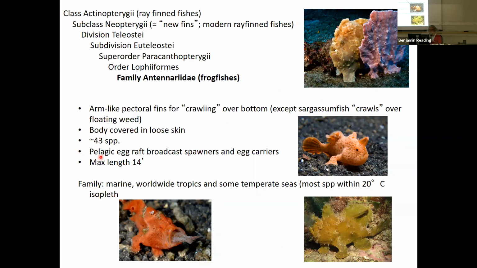Like the other group, they spawn pelagic floating rafts of eggs. So their eggs are released external, fertilization occurs outside, and then they are adhesive and they stick together to form these mats. Some species will actually carry these mats around and protect them. So there's a little bit of parental care every now and then. Max length 14 inches. Family marine, worldwide tropic, and some temperate sea distributions. Most species are within 20 degrees centigrade isopleth.